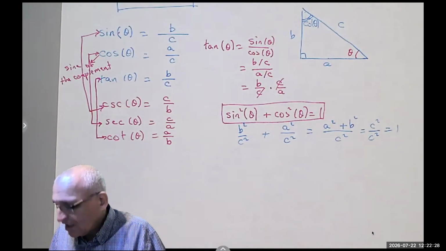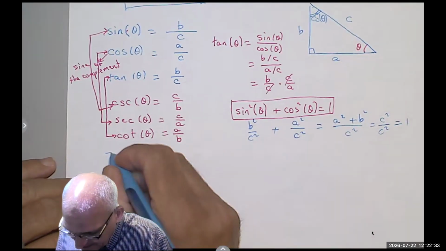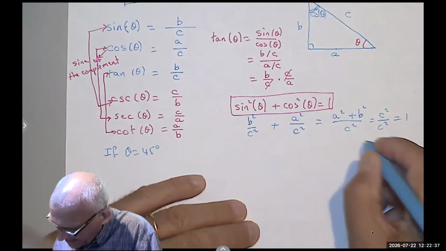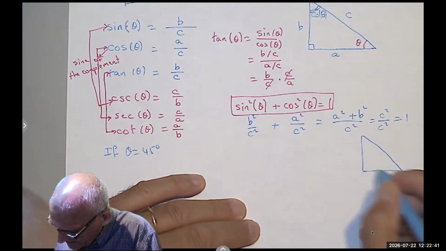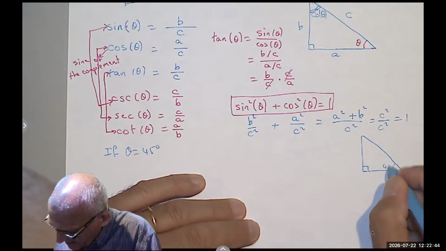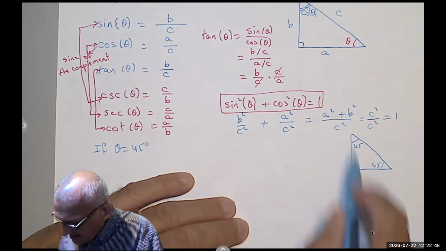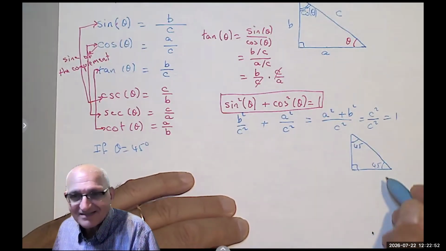Okay, having said that, we found some interesting angles that are easy to find their sine and cosine. So for example, if theta equals 45 degrees, then my triangle is an isosceles right triangle, right? If this is 45, then that also is 45, which means the sine is the same as the cosine. The complement is the same as the angle.